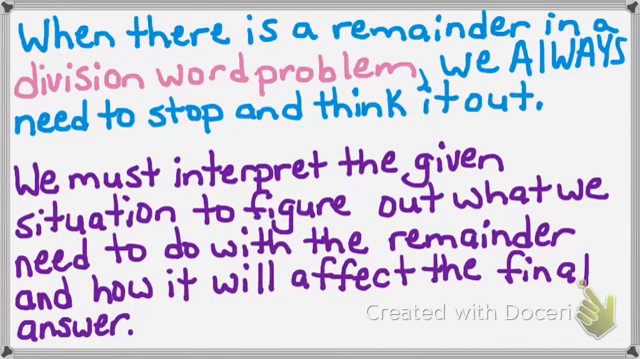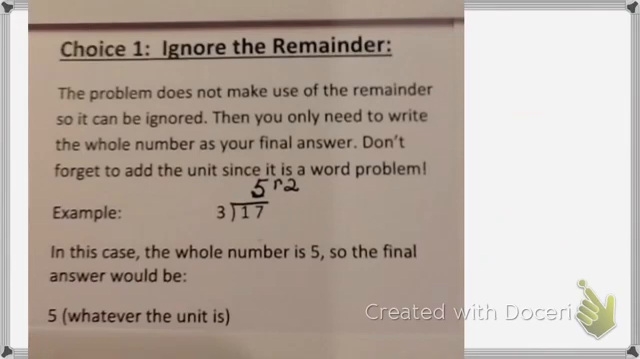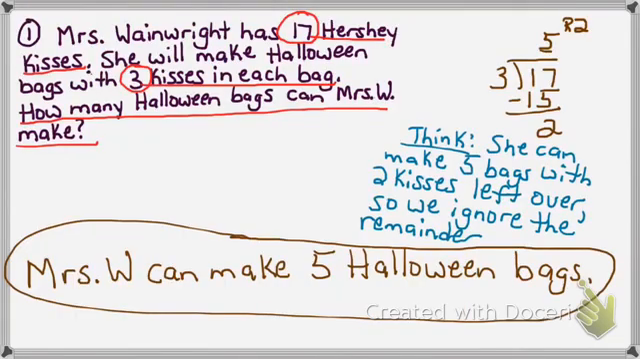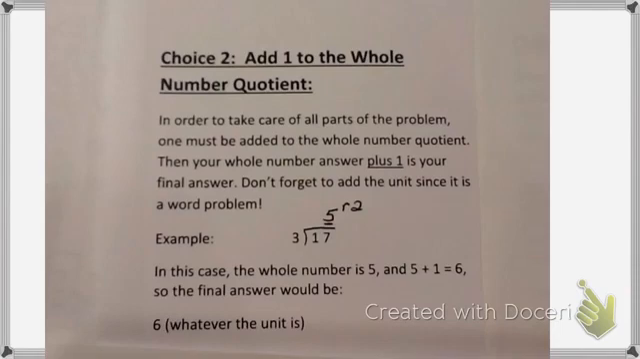So to review this lesson, when there's a remainder in a division word problem, we always need to stop and think it out. We need to interpret the given situation from that word problem and figure out what we need to do with the remainder and how it will affect our final answer. Some situations call for us to ignore the remainder, simply just drop it and go with the whole number. In this case, Mrs. Wainwright was making Halloween bags with Hershey's Kisses inside. We're not going to take 2 leftover Hershey's Kisses and chop them up into little pieces in Halloween bags. So that wouldn't make sense. Therefore, we would ignore the remainder and we would simply make 5 full Halloween bags.